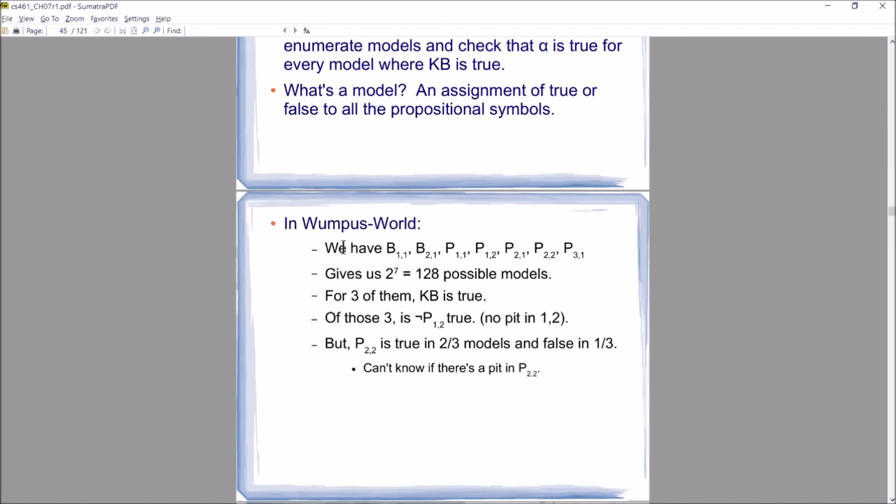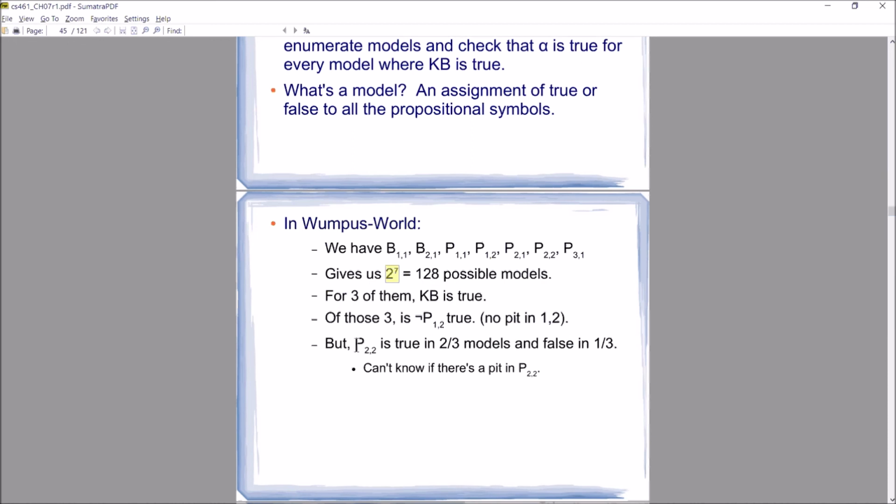So in the example in the text, for that figure, they got a breeze in a couple squares, and a few pits that they're interested in, trying to figure out if there's a pit there, and that would give you 2 to the 7th, or 128 possible models. Now, as it turns out, for 3 of them, the knowledge base is true. And of those 3, no pit in 1,2 is true, but a pit in 2,2 is true in 2/3 of the models, and false in a third of them.